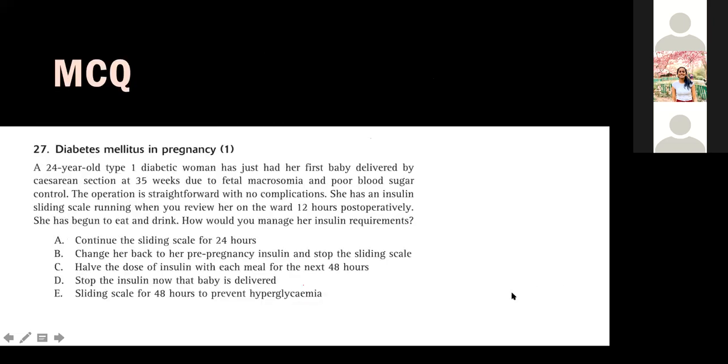Okay, so just quickly about diabetes in pregnancy. You've got a 24-year-old type 1 diabetic woman. What would you do with her insulin requirements postpartum?